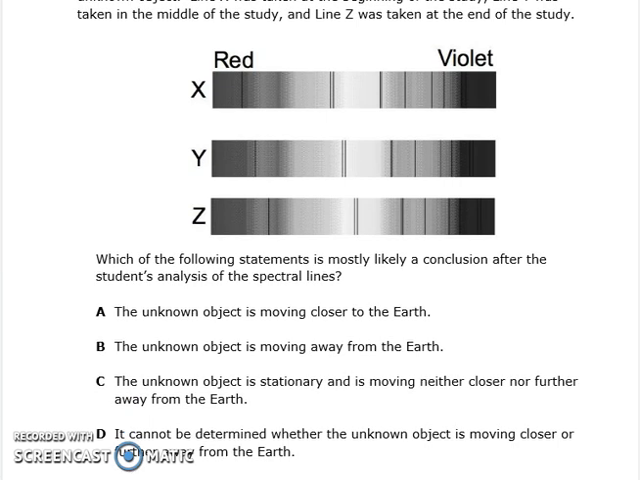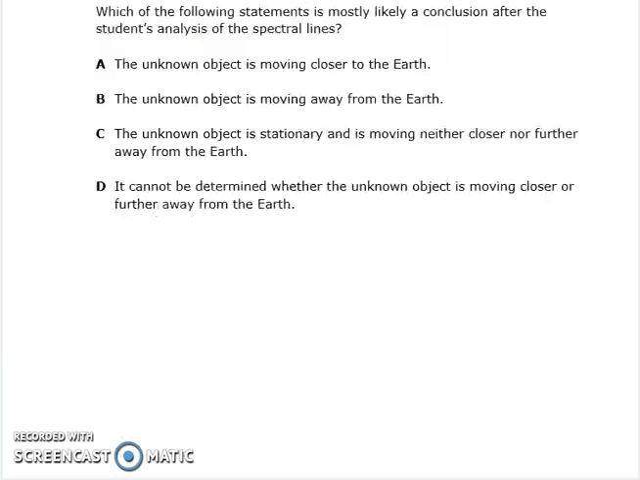A. The unknown object is moving closer to Earth. B. The unknown object is moving away from the Earth. C. The unknown object is stationary and is moving neither closer nor further away from Earth. Or D. It cannot be determined whether the unknown object is moving closer or further away from Earth.